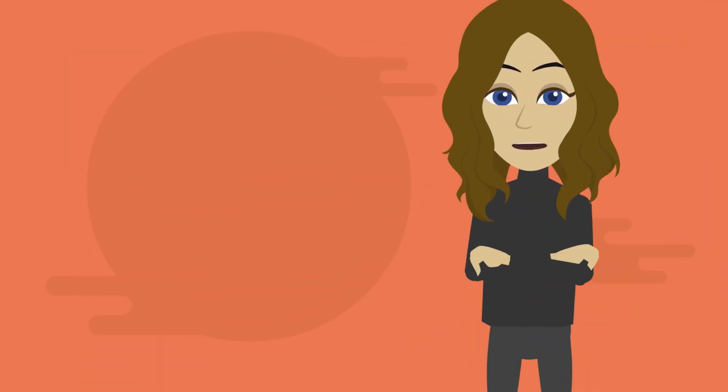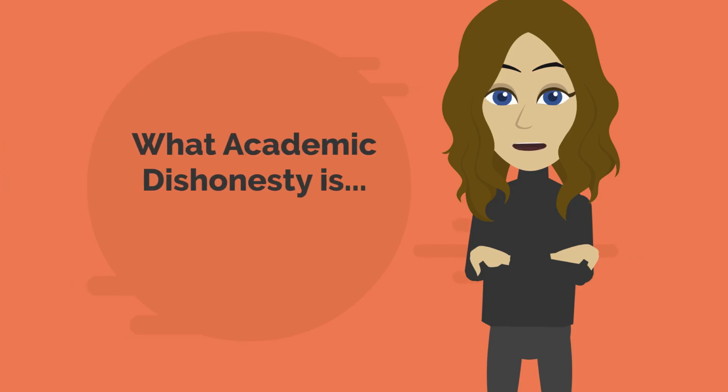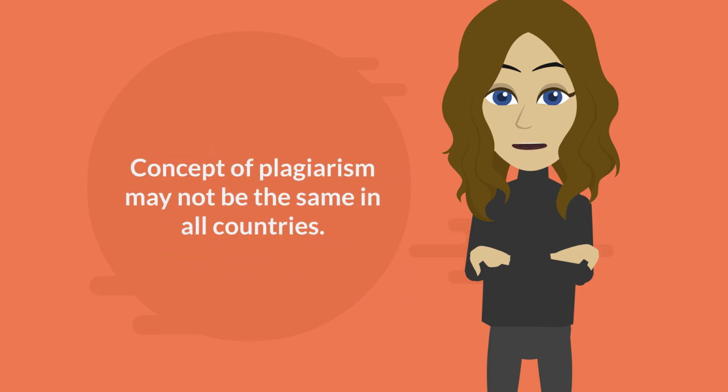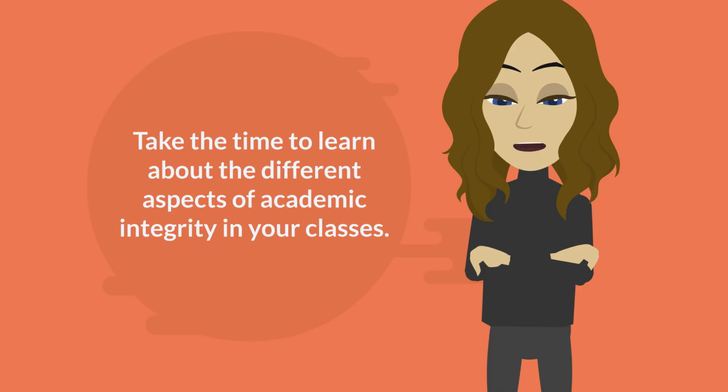I'm going to take a second here and just pause to talk about why you must understand exactly what academic integrity is and how to avoid violating it, specifically with plagiarism. There are some cultures and nations where the concept of plagiarism is not the same as here in the US. You may not have been exposed to or understand citing original sources, paraphrasing, or even the concept of academic integrity itself. Make sure you're taking the time to learn about the different aspects of academic integrity in your classes and understand everything they mean.